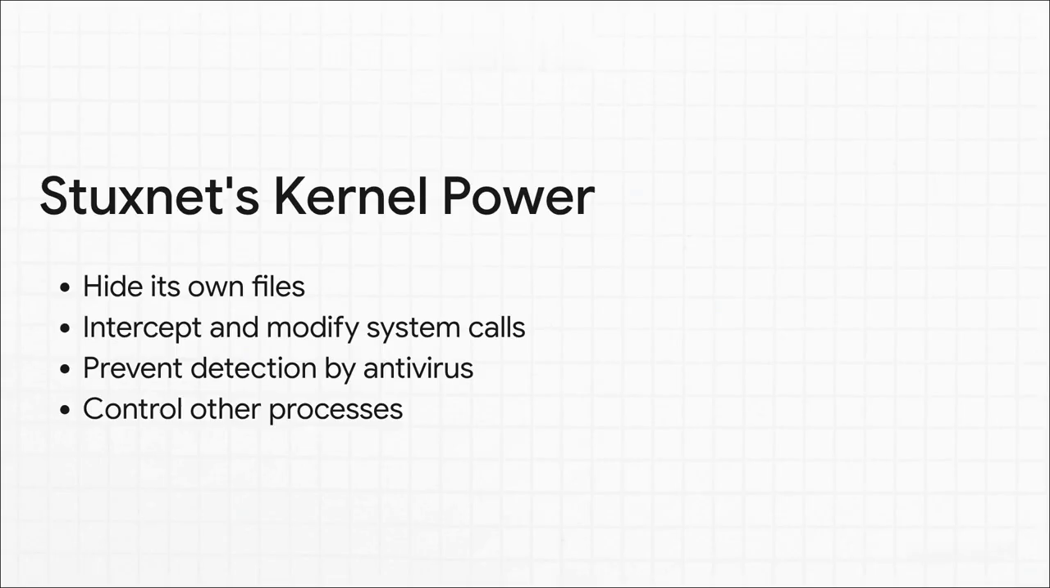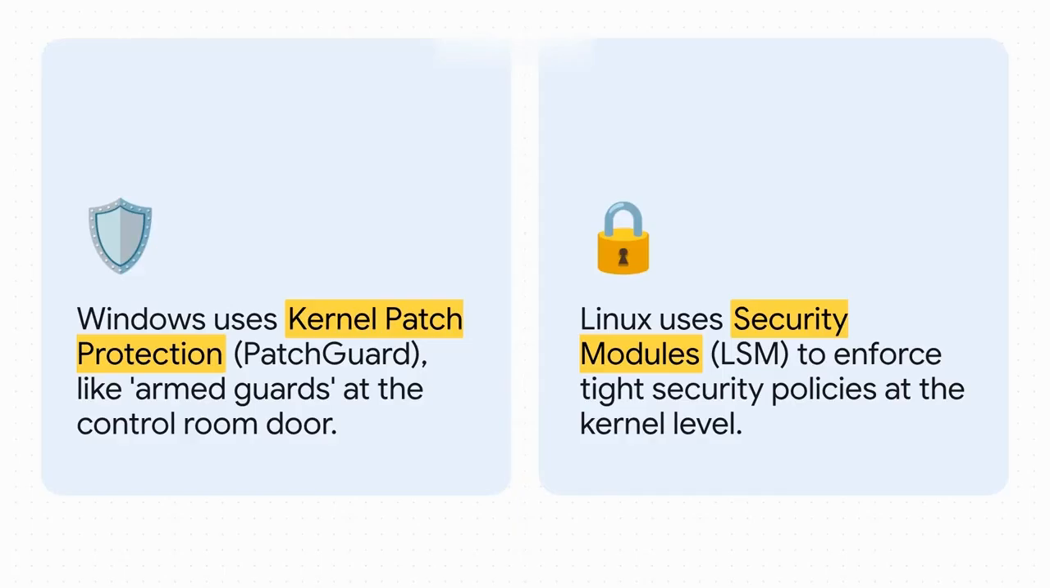It had total control. Of course, modern operating systems have really beefed up their defenses. Windows now has something called Kernel Patch Protection, or PatchGuard, and the city analogy is perfect here. It's like having armed guards at every door to the control room, checking IDs and making sure only authorized code gets inside. Linux takes a slightly different approach with Linux Security Modules, which is this really flexible framework for creating super tight rules about who can access what part of the kernel.